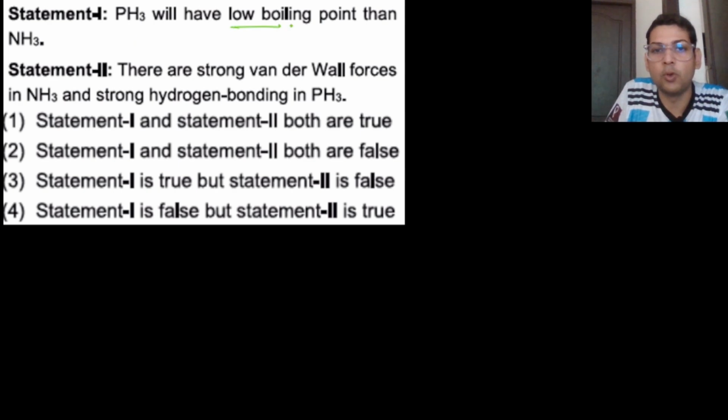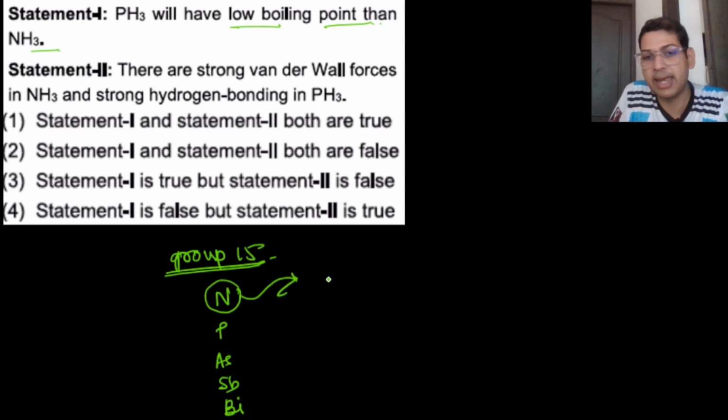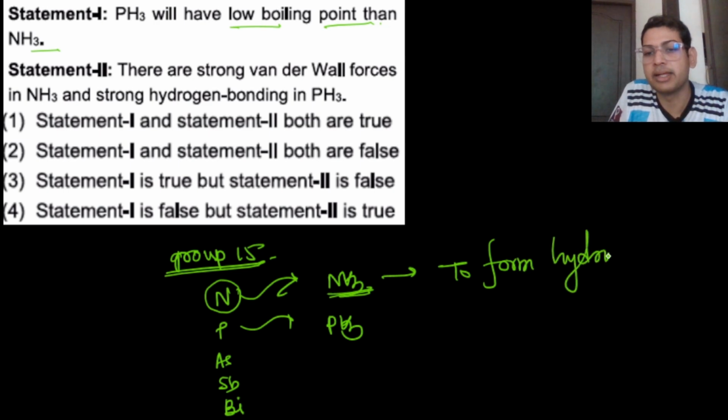PH3 will have low boiling point than NH3. No, that is not possible, because sir, they are talking about group 15, and in group 15 I am having nitrogen, phosphorus, arsenic, antimony, bismuth. Sir, the first element is capable of, like NH3, from here I will get NH3, from here I will get PH3. Sir, this ammonia is fulfilling the criteria to form hydrogen bonding.